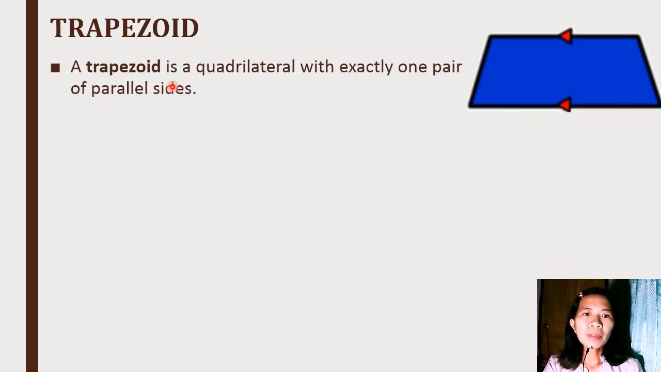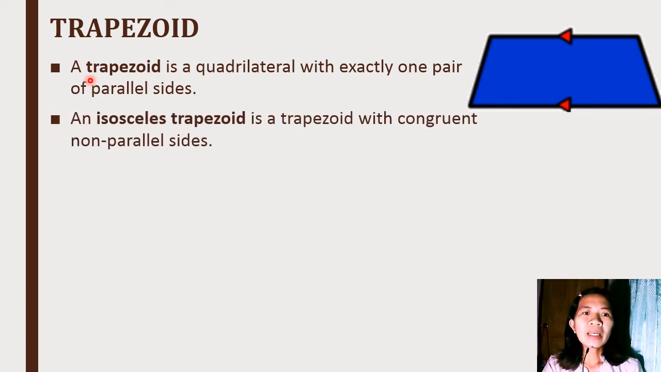So let's have trapezoid. What is a trapezoid? A trapezoid is a quadrilateral with exactly one pair of parallel sides. So we have only one pair of parallel sides. These other sides are not parallel because if we extend the segments, they will meet at the end. So they are not parallel.